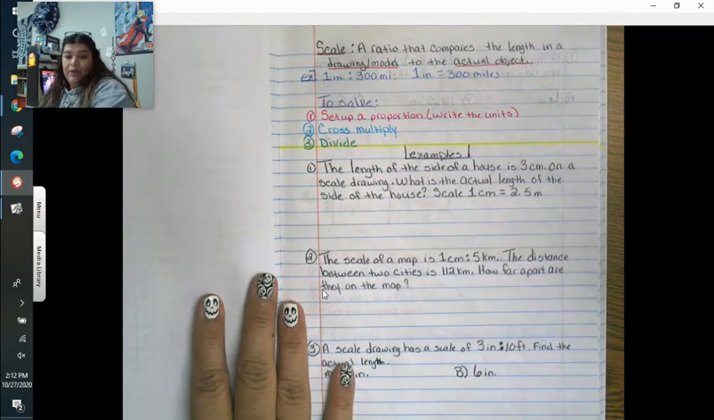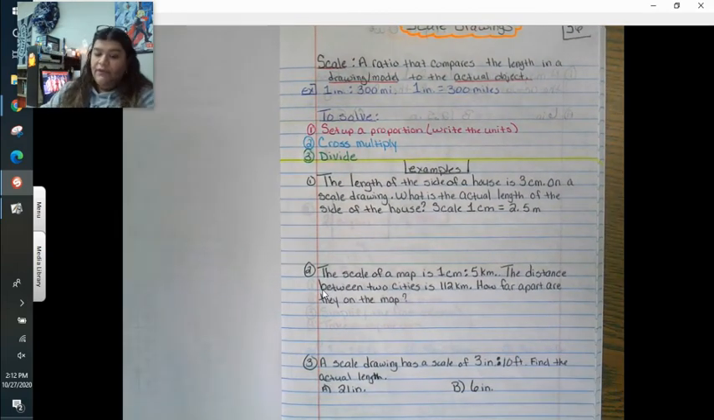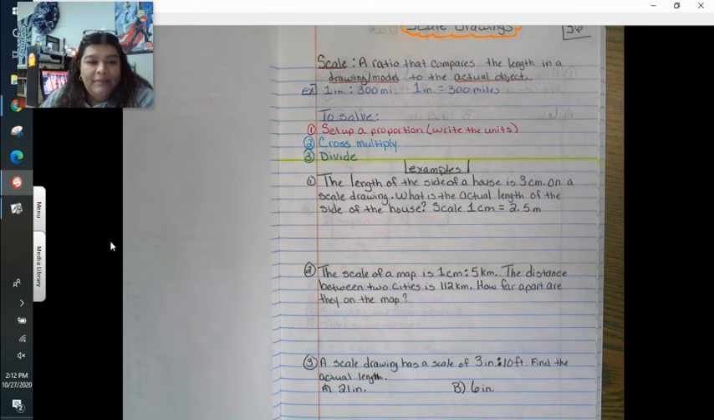So go ahead and press pause so you can copy it down. Make sure you leave about 4 or 5 lines in between each one so you can go ahead and work it out. Then press play when you're ready to come back to me. All right.